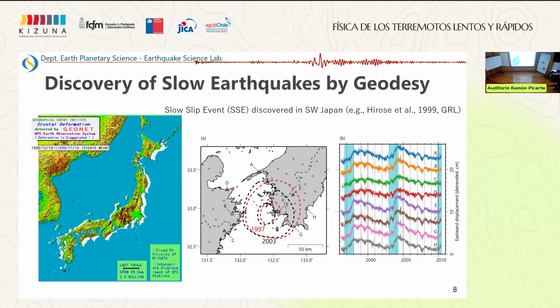This is the timing of the slow slip event, first discovered in this area. And we can determine where the area of slip deformation is. In 1997 and 2003, here and here, we can estimate the slip area like this. And the slip area is very similar. Something similar happens many times in this area. That is the so-called Bungo channel slow slip event, the first slow slip event discovered in a subduction zone.